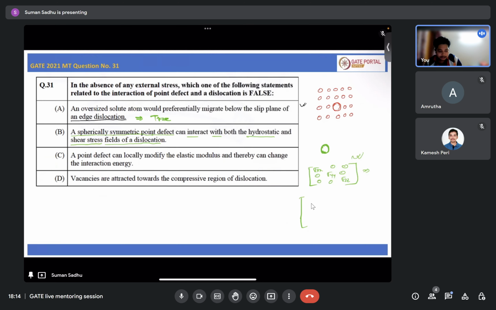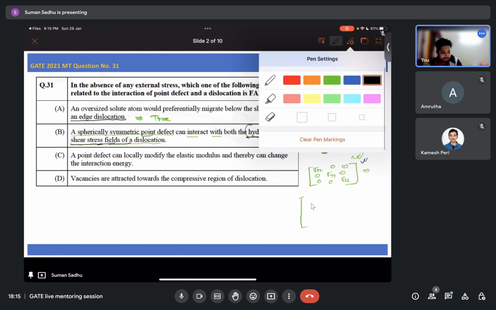As mentioned in this option, the spherically symmetric point defect can interact with both the hydrostatic and shear stress field, which is not true. Because a spherically symmetric point defect develops a stress field which is pure hydrostatic in nature, it cannot interact with the shear stress field. It can interact only with the hydrostatic stress field. So this statement is false.